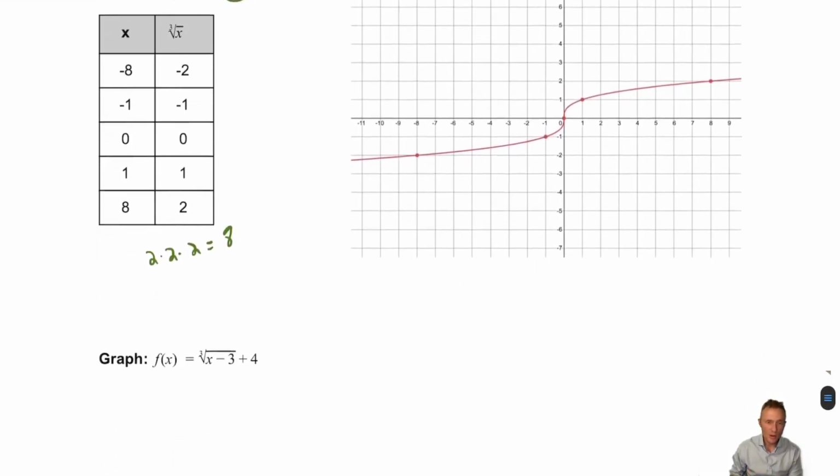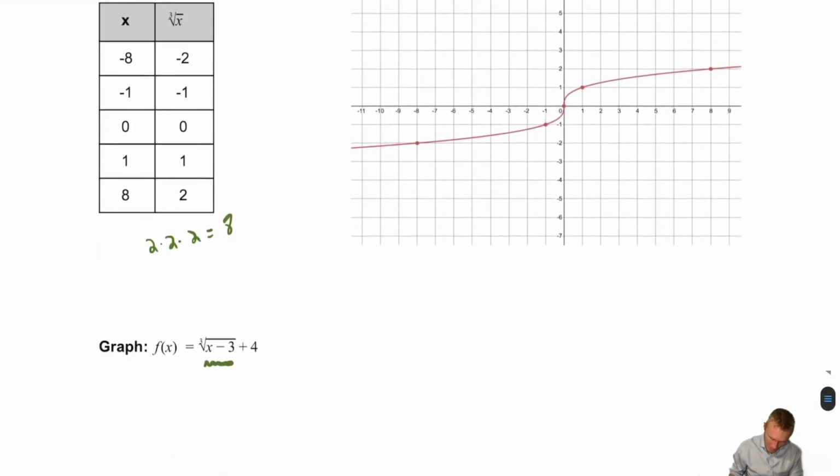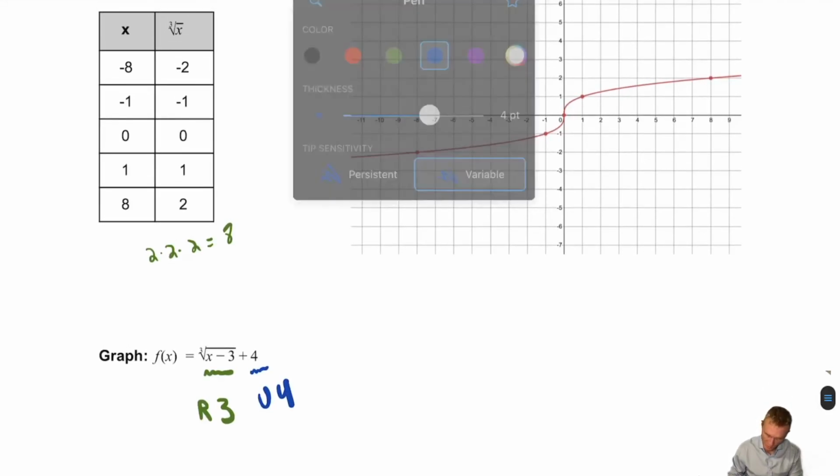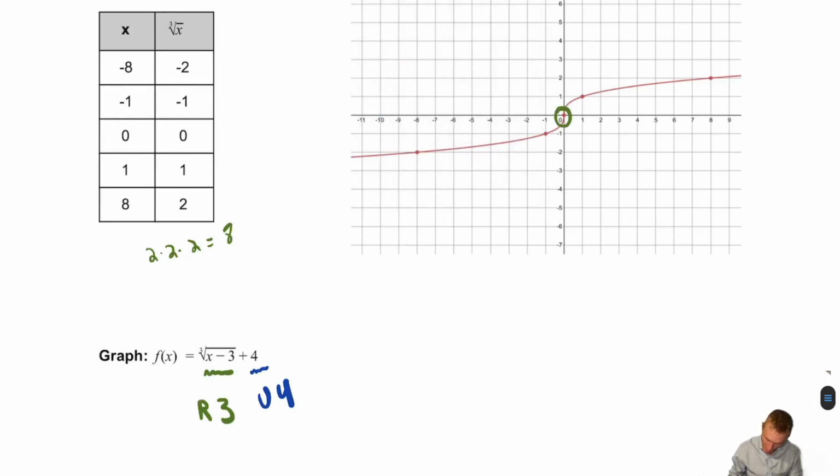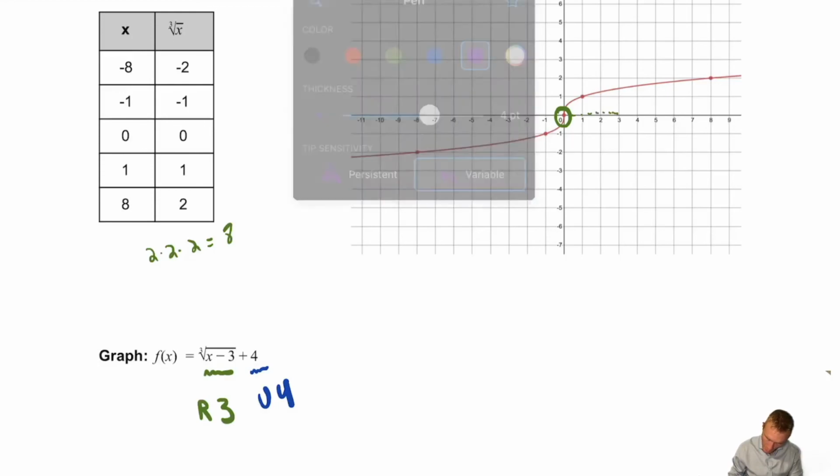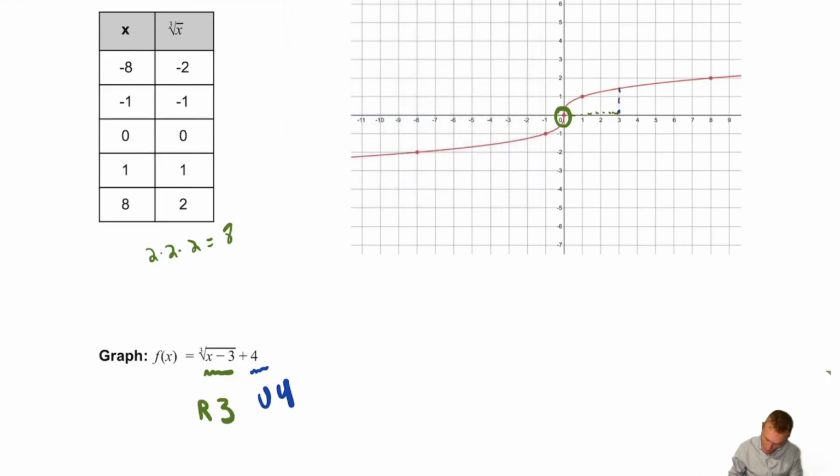All I need you to know today, though, is that if we had a negative 3 on the inside, that would mean we are moving right 3 spaces, and a plus 4 on the outside would mean we are moving up 4 spaces. So we're going to go to this critical value here. We're going to go right 3 spaces, and up 4 spaces. And we're going to try and just loosely today replicate that same looking figure, but with a shift of right 3 and up 4 spaces.